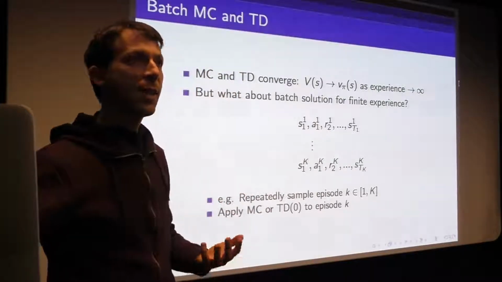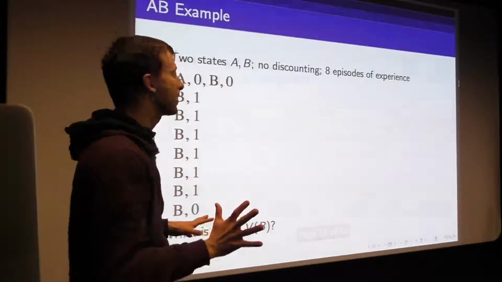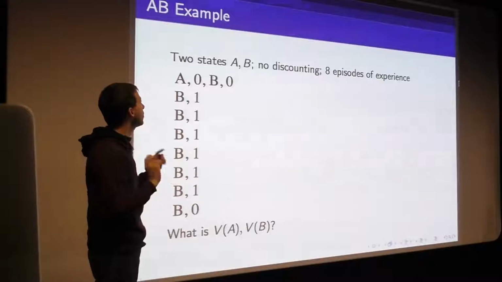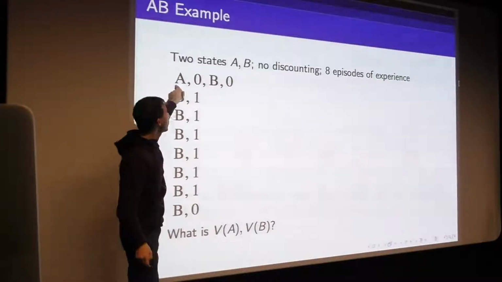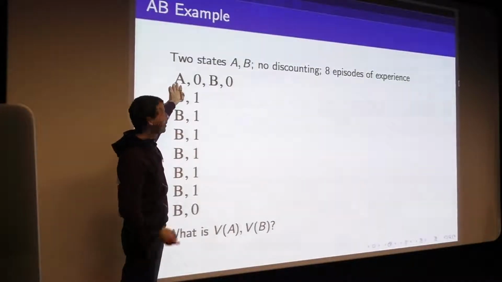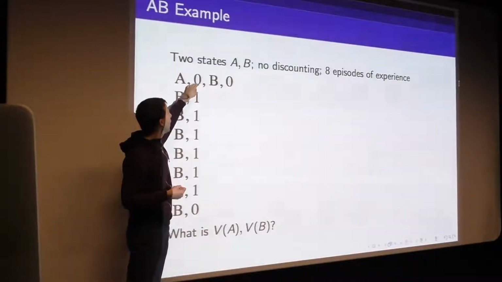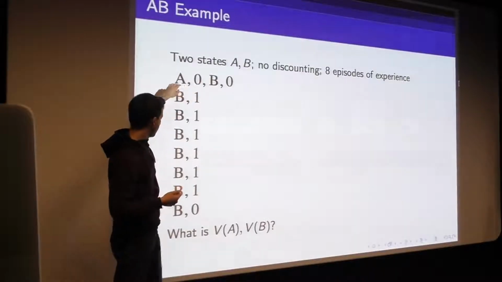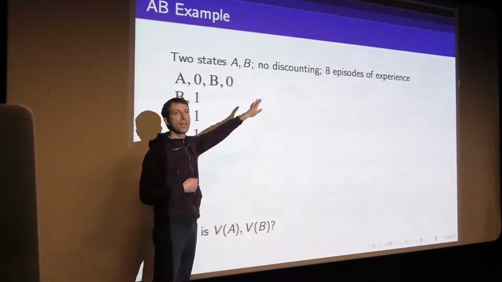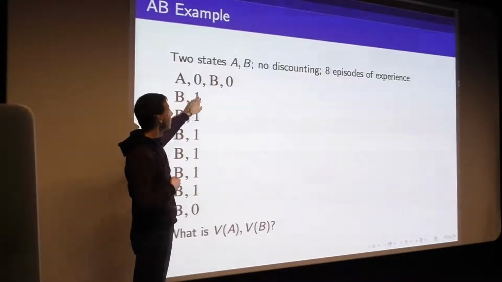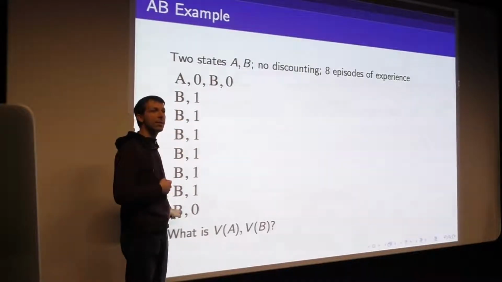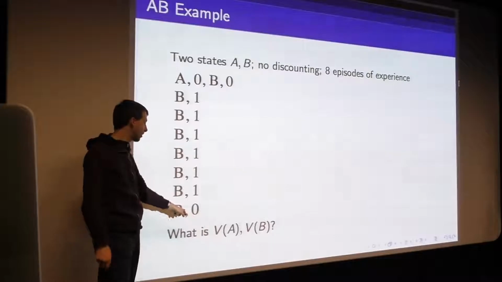So to get an intuition into that, we will take a very simple example. This is the AB example. It's just an MDP with 2 states, A and B, and each row is a different episode of experience that we've seen. In the first episode, you start in state A, you get a reward of 0. Then you transition to state B, and you get a reward of 0, and then the episode terminates. The next episode, you start in B, you get a reward of 1. Next episode you start in B, you get a reward of 1. Scroll down here, you see an episode you start in B and you get a reward of 0.